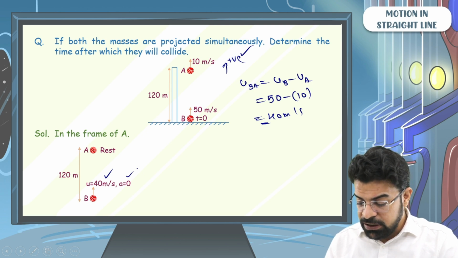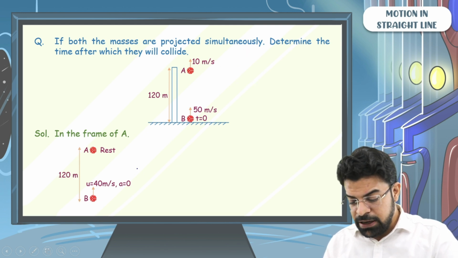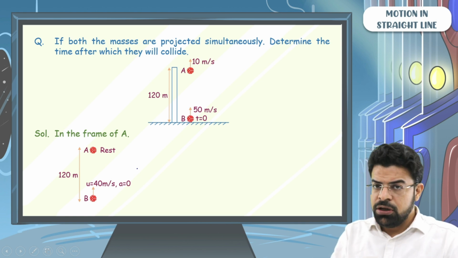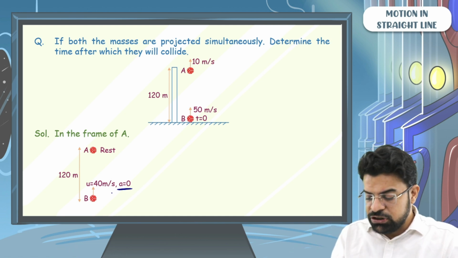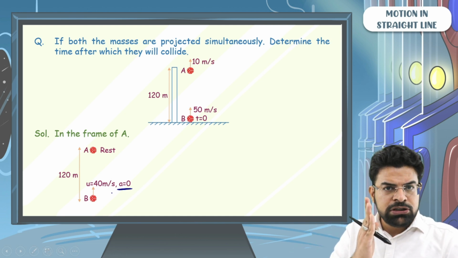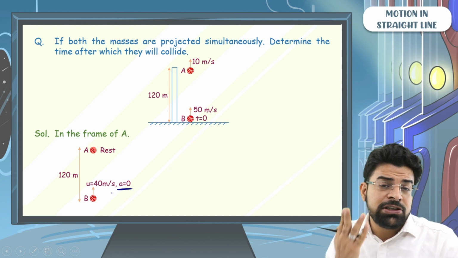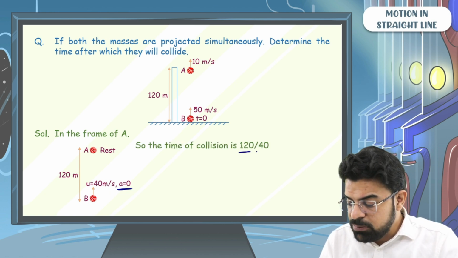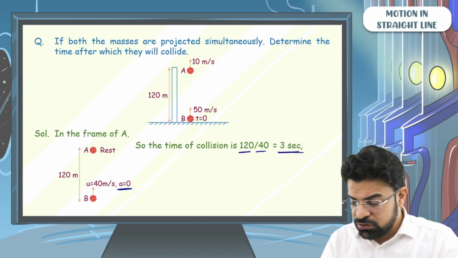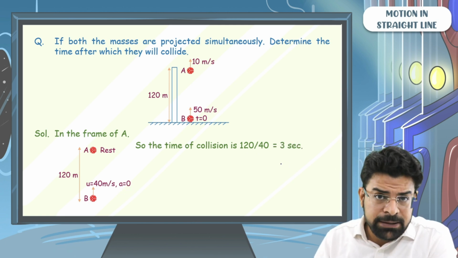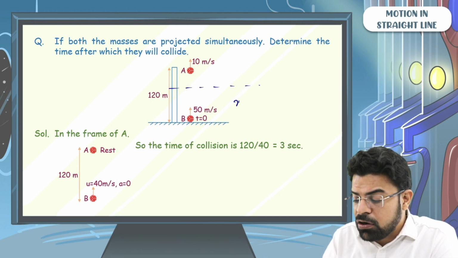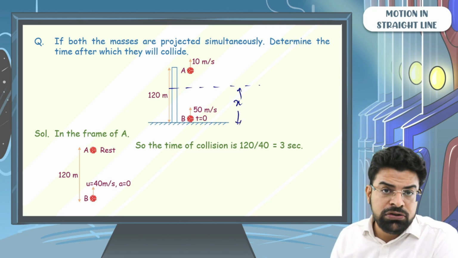And the gap between them is 120 meter. So in the frame of A, B moves up with a constant velocity of 40 meter per second with no acceleration, and the initial separation between them is 120. The question is, after how long will they collide? So the time of collision will be nothing but 120 by 40, that is equal to 3 seconds. Now sometimes in this type of question, they might ask you at what height above the ground they will collide.